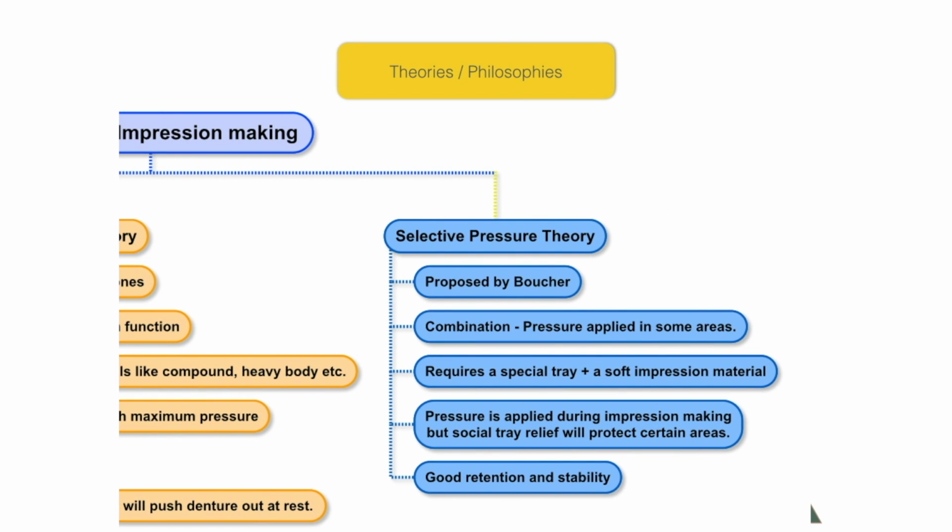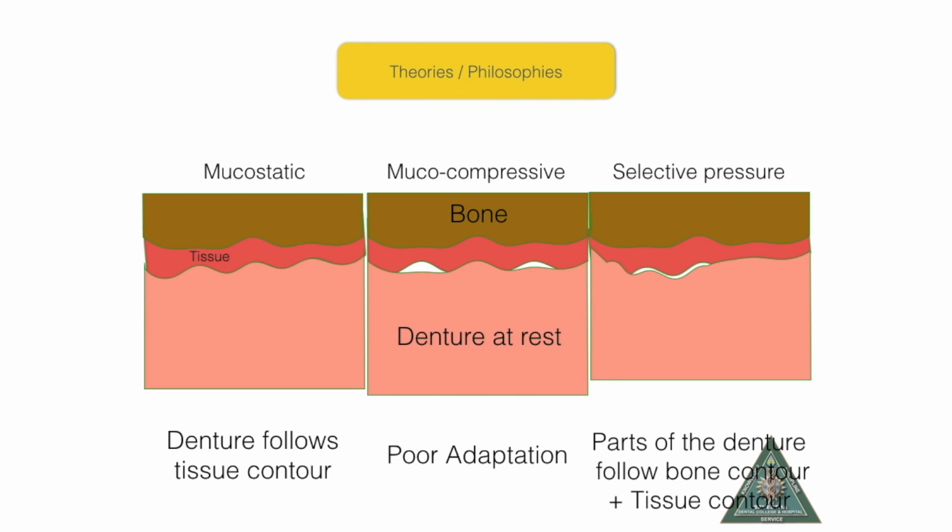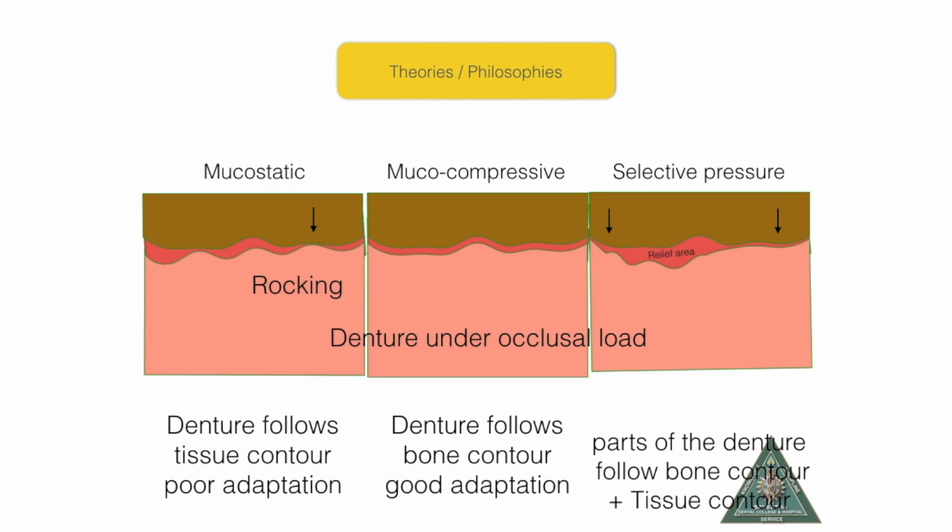Selective pressure uses the benefits of both techniques so that whichever area is more prone to resorption is being recorded in the mucostatic method, and whichever area can withstand resorption is recorded as a mucocompressive method. In this diagrammatic representation, we can see that on the left side there is perfect adaptation with the mucostatic impression at rest, and a denture is being pushed out in a mucocompressive impression at rest, and in selective pressure some areas there is contact, some areas there's no contact, so it is neutral. In function, the mucocompressive impression has the best adaptation. The mucostatic impression shows rocking, and the selective pressure impression also has quite good stability.